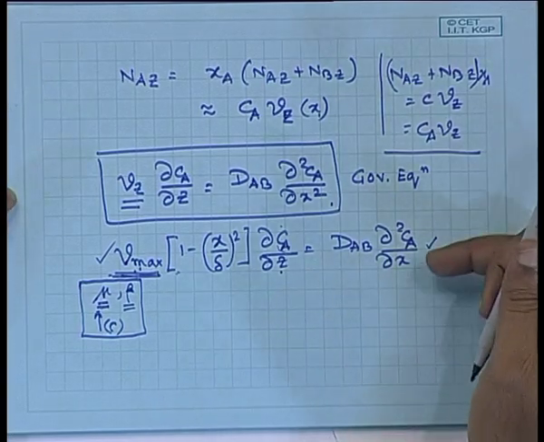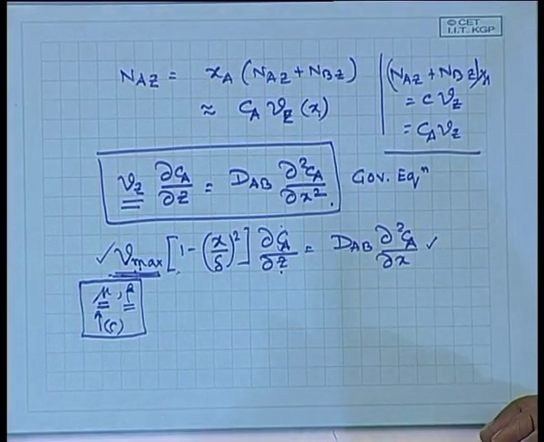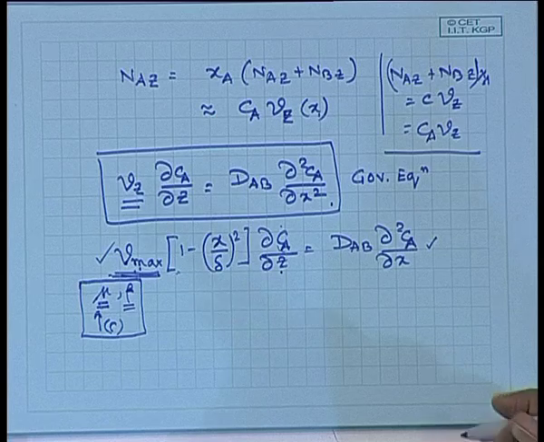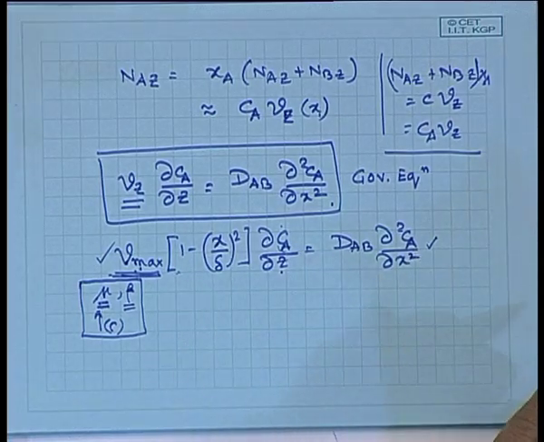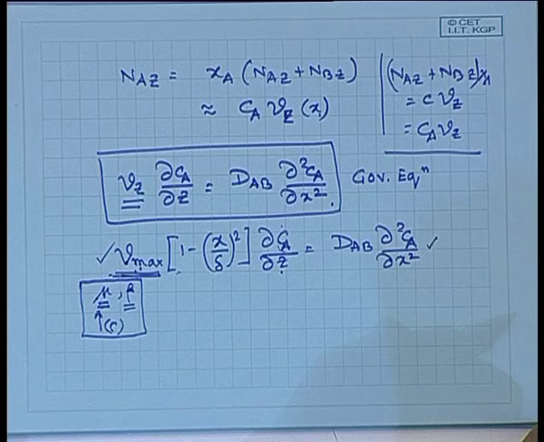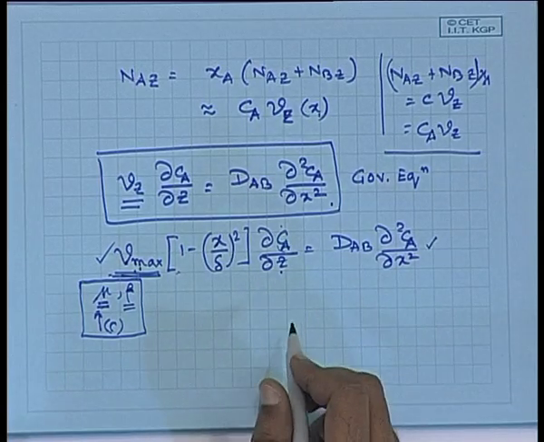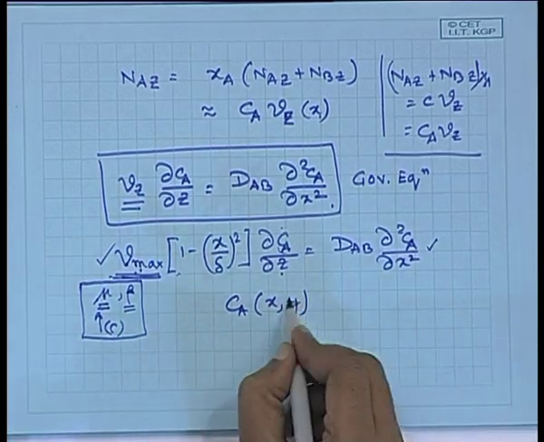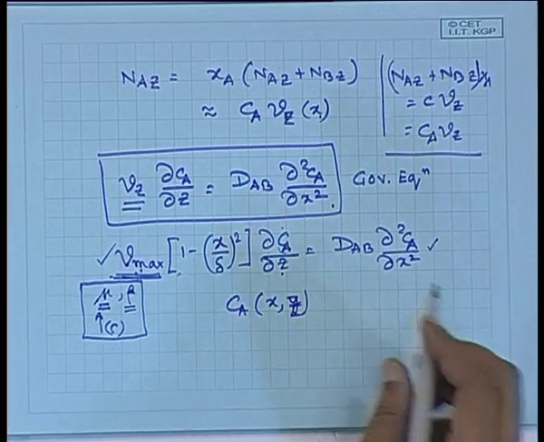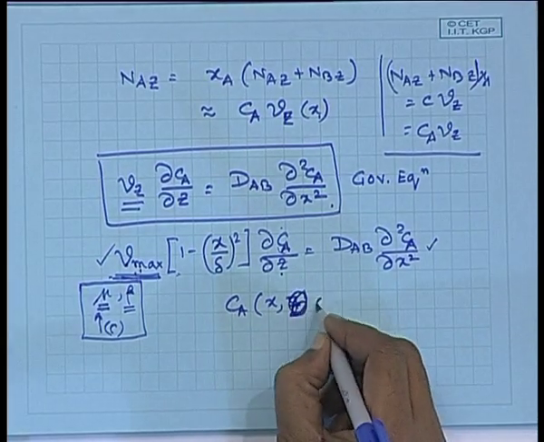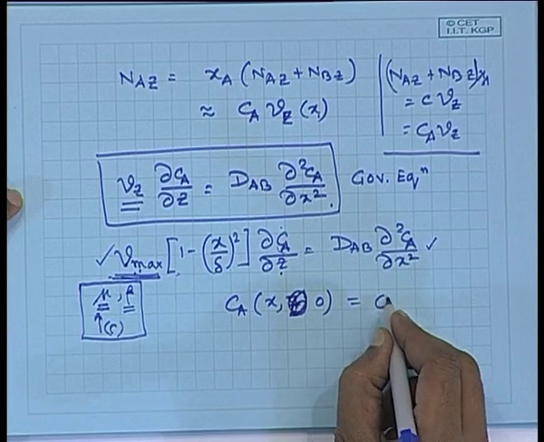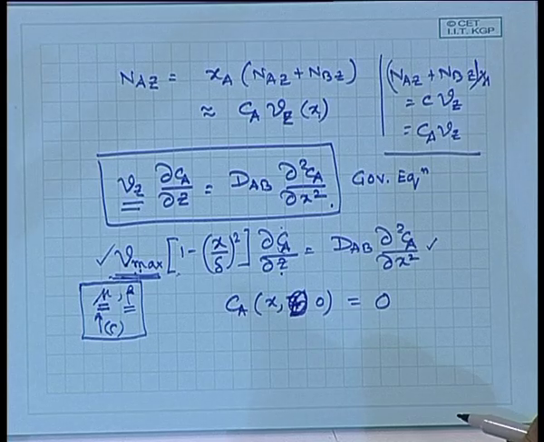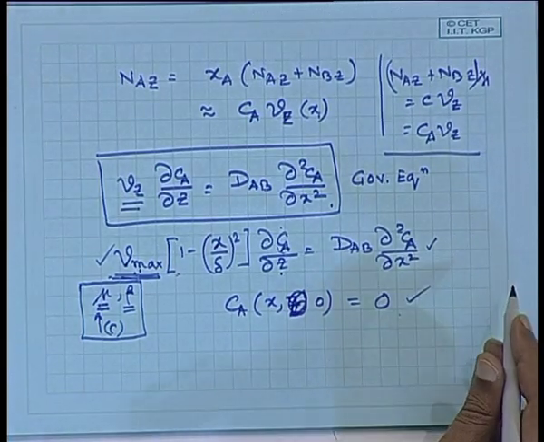All right. So, right now we have this situation which we would like to solve. Now, how many conditions on Z would I want and how many conditions on X would I like to have? Two conditions on X and one condition on Z. What is the condition on Z, given that C A is a function of X and Z? C A at any X, at Z equal to 0, is going to be 0. That means the liquid starts as a pure liquid at the top. So, this is one we can use.